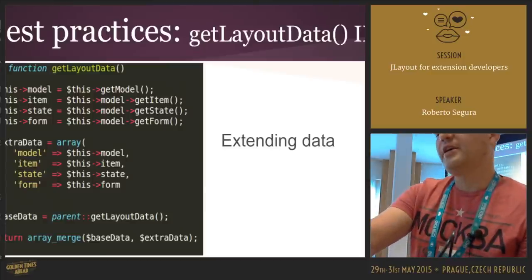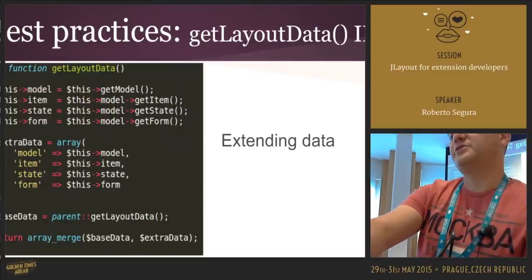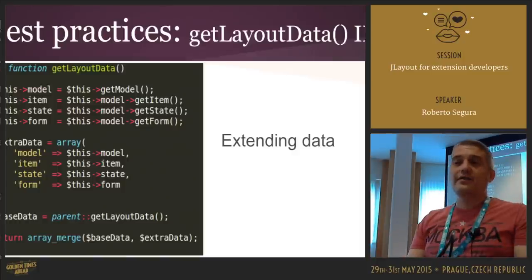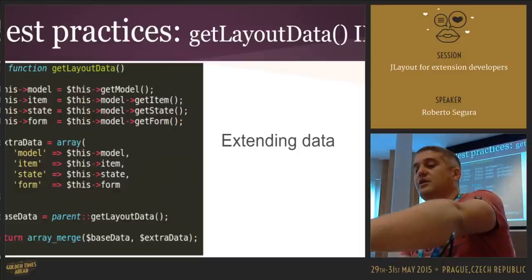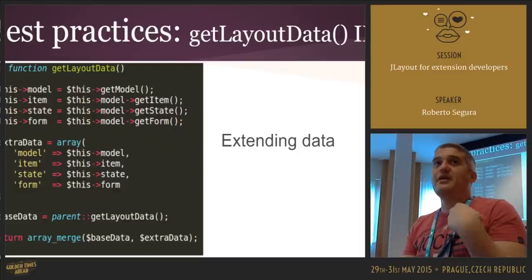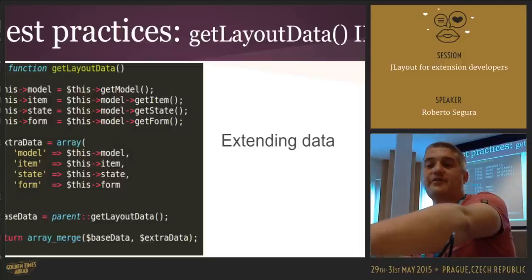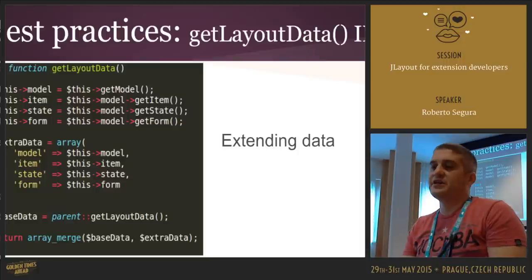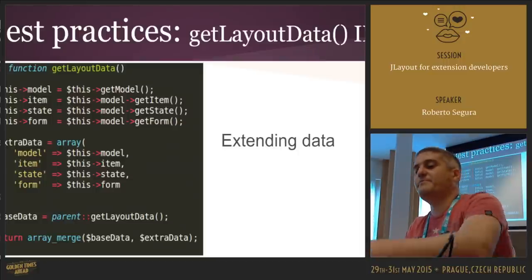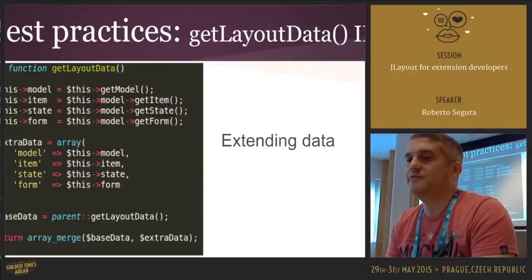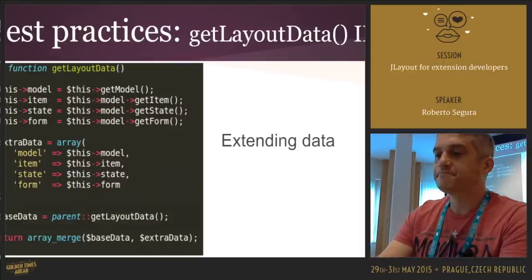And the trick is getting the parent JLayout data, which will be the base data, and merging that base data with my extra data, which will override. Let's say that the parent method has a title, and I want to change it in my view. I could, in my extra data, create another title, change the title of the view, and pass it to the array merge. So I will override that data from the parent class.